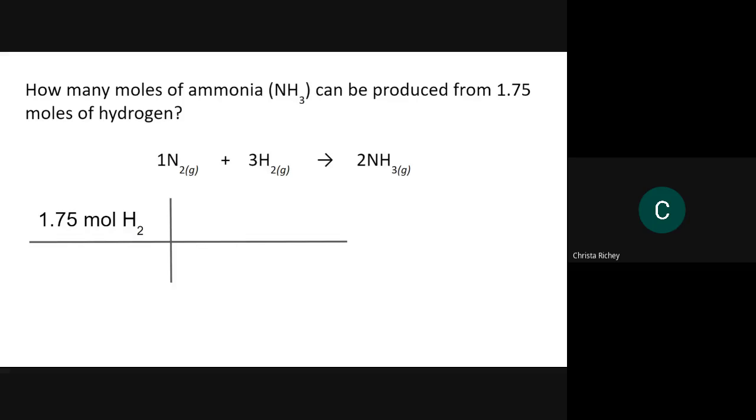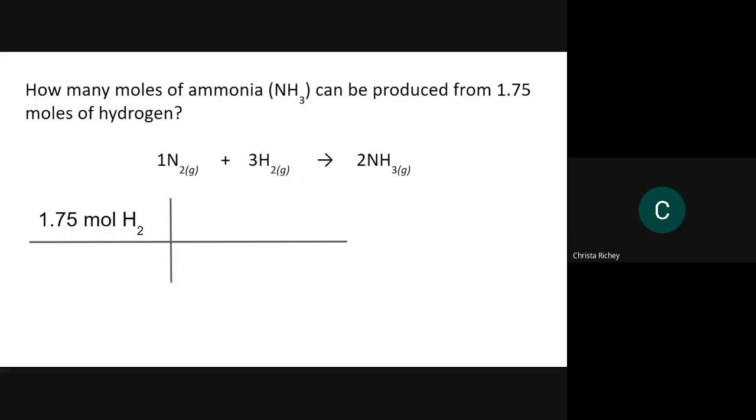I am starting off with 1.75 moles of hydrogen. That is my starting point. And if you'd rather do this as the factor method where you use the parentheses, you can. It's the same thing. You're going to notice that I do not drop a 1 underneath this anymore. It's assumed it's over 1. It's just the way I was taught.